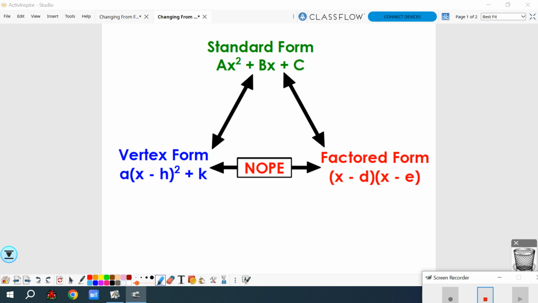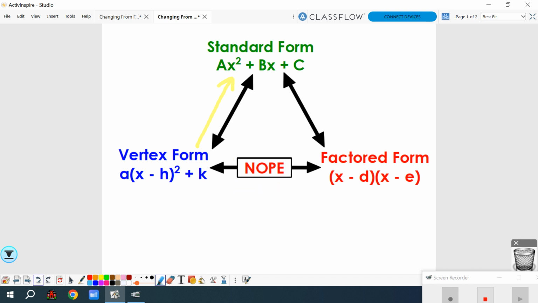So for these problems, we're going to start with vertex form. And we want to be able to convert our vertex form to standard form and factored form. Now, if you look at the arrows, we can see from here, we can definitely go from vertex form to standard form. But if I wanted to go to factored form, what we notice along the bottom here is a big old nope. Okay, you can't go directly from vertex form to factored form or factored form to vertex form.